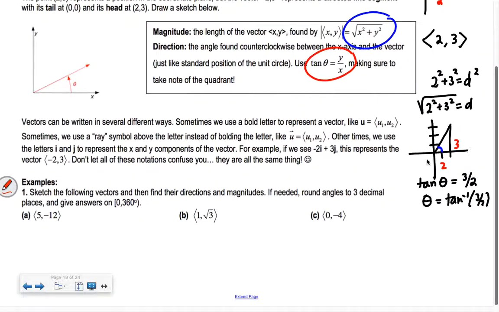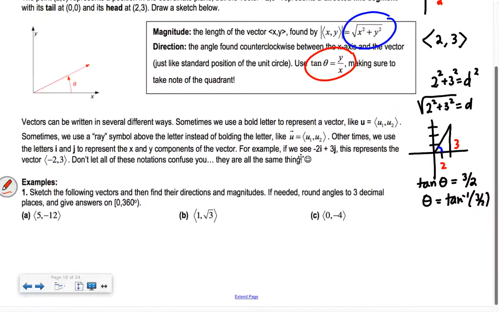So it says sometimes we use a bold letter to represent a vector. Notice how we have a bold U equals some vector U1, U2. And then sometimes we use a ray symbol above it. So sometimes it looks like U with a little, we call it a harpoon. You guys see that little thing up there?